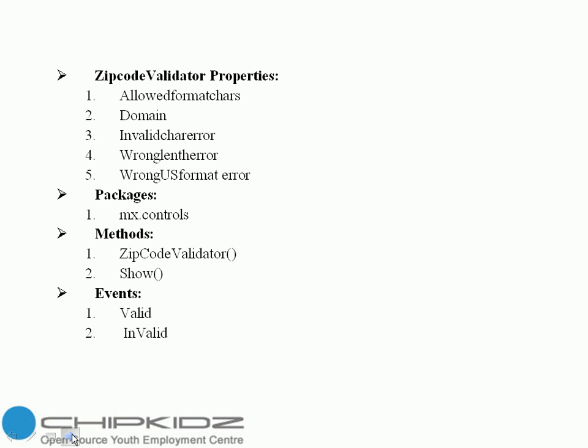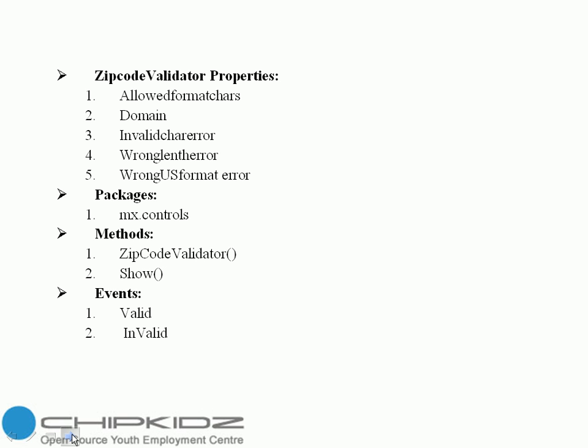ZipCode Validator properties: one is allowedFormatChars, the set of formatting characters allowed in the zip code. Second one, domain, the type of zip code to check. Third one is invalidCharError, the error message when the zip code contains an invalid character.